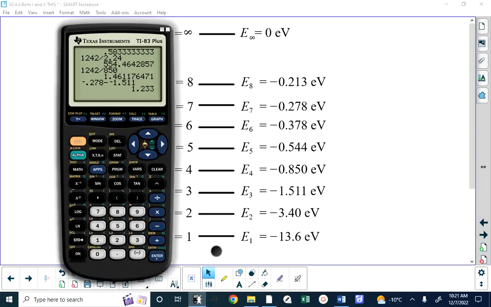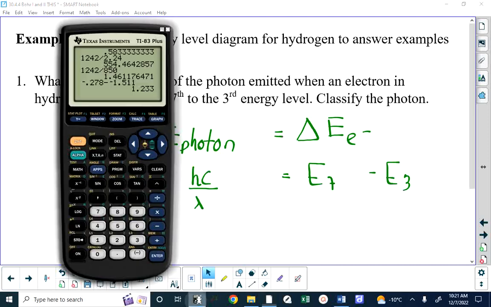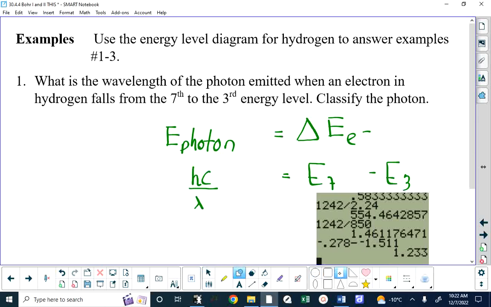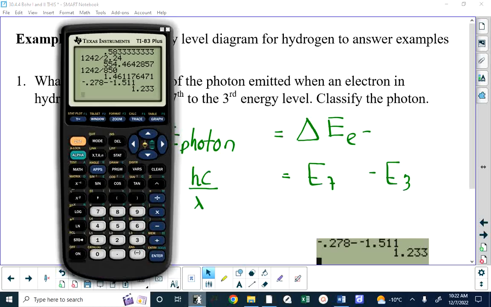Okay, yeah, we're not done. This is the energy change of the electron, which means the electron loses that much energy. Did you get 1.233 or did you get something slightly different? Oh, you got that, okay. And now I can just say, well, if that's equal to hc over lambda, then I can take 1242 divided by that energy to get the wavelength. Oh, we're talking about an infrared photon of wavelength 1,007 nanometers.